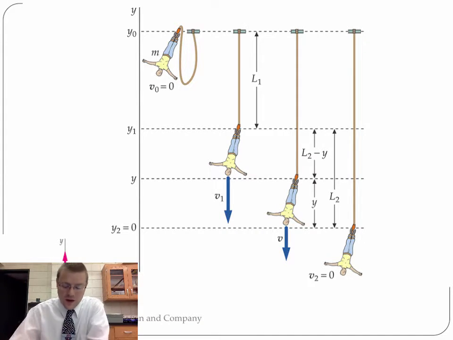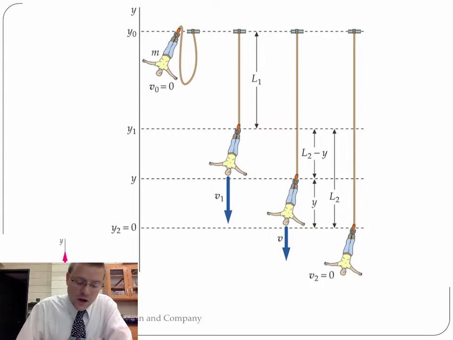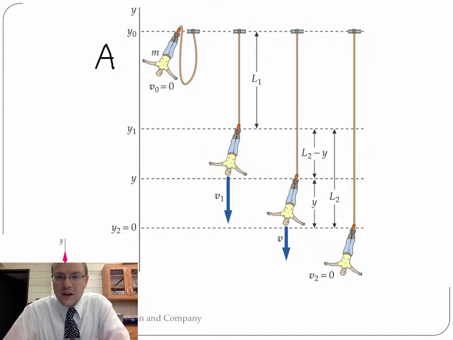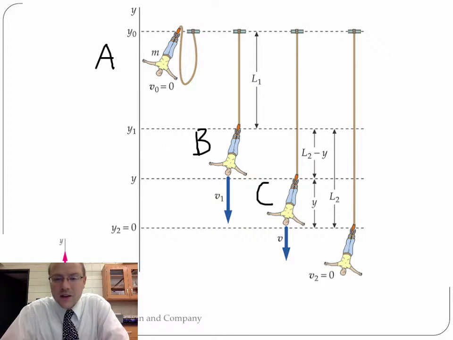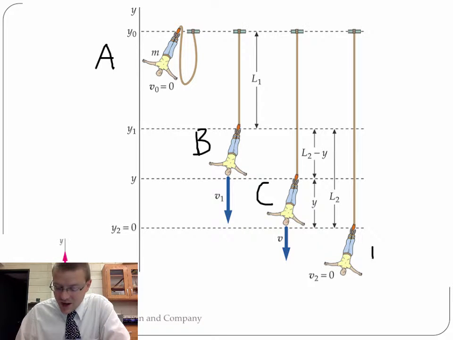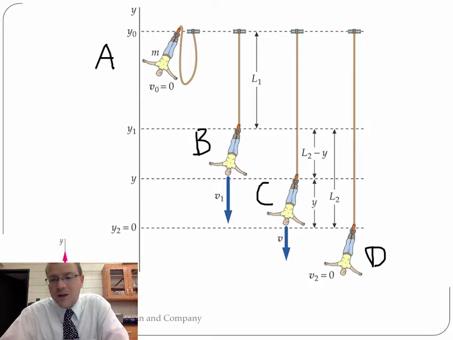So we'll have 4 different locations here. We'll have location A when they are on the bridge, location B when the bungee cord gets to its unstretched length. Over here, C looks like we've reached a certain length due to our stretch, and D will take to be the entire height of the bridge.